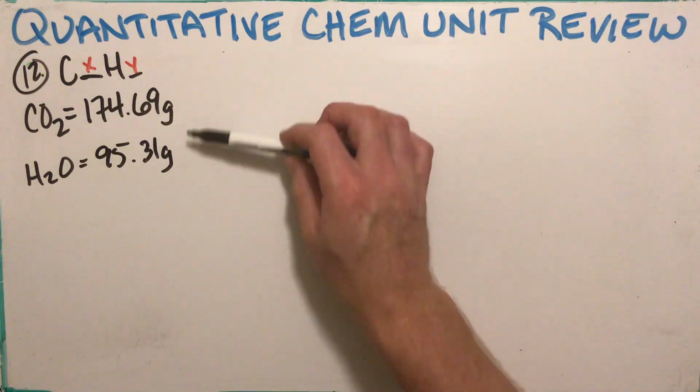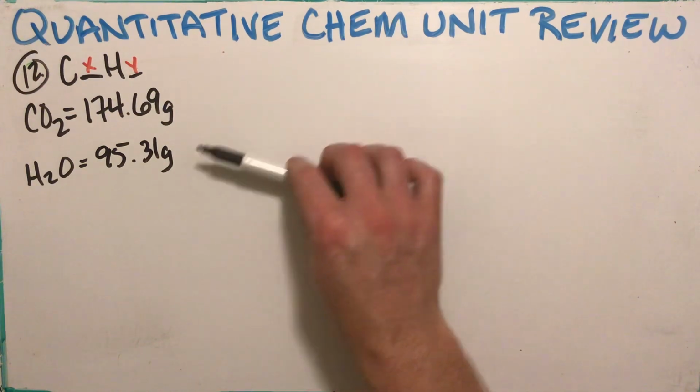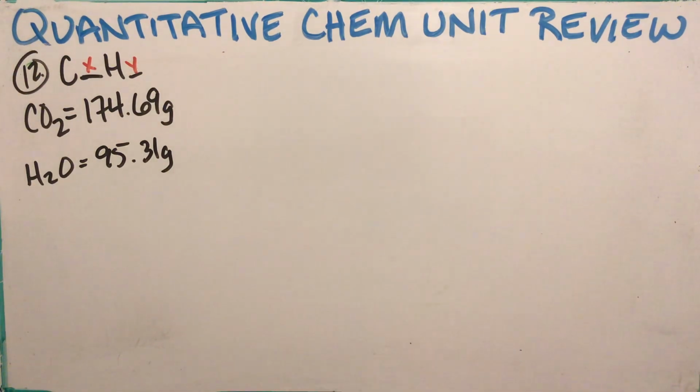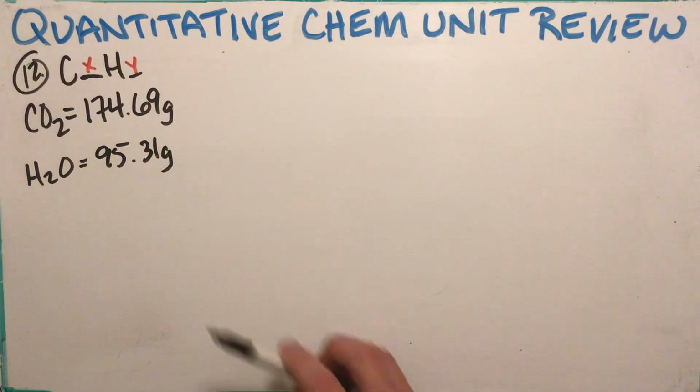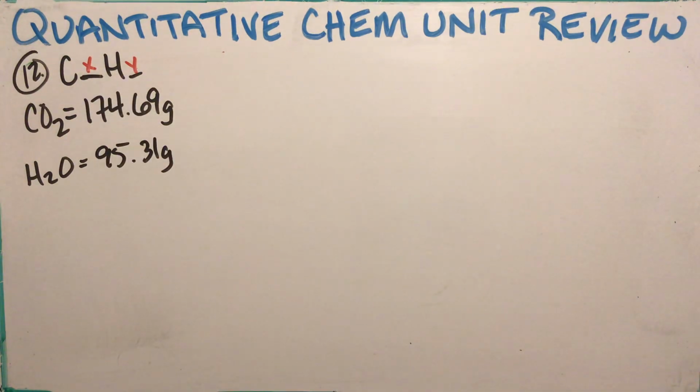What we have to do is take our masses and change them into moles by dividing by the molar mass. Then I'll have moles of carbon dioxide and moles of water. I'll have to convert those into moles of carbon and moles of hydrogen, and there's a little trick to do that. And then of course we divide by the lowest mole number.